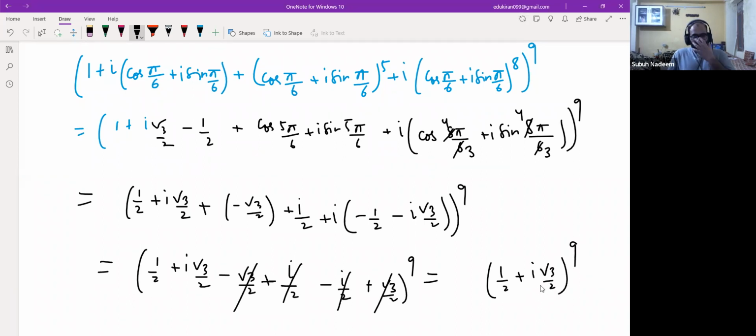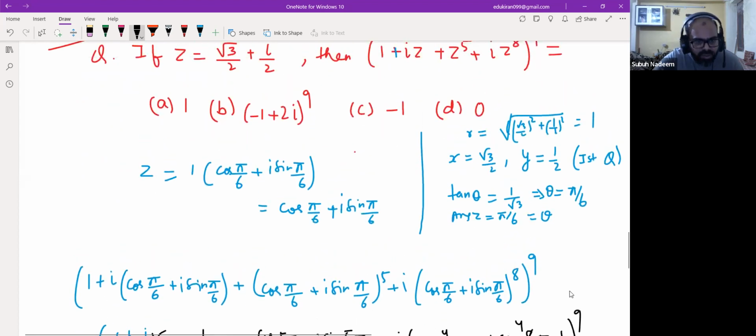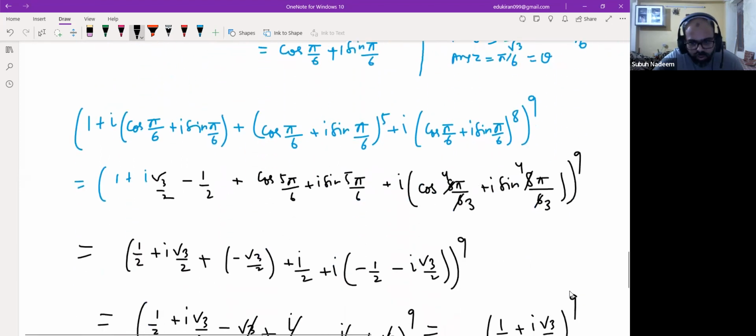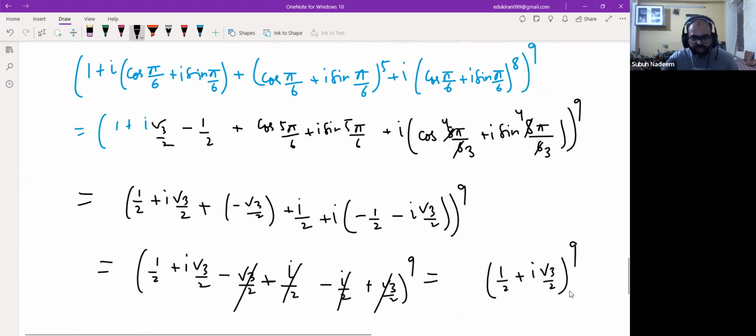Again, this to the power 9 you have to find out. So what you have to do, again change this into polar form. But we have done this earlier, I think. This is what it was given. No, this is not what it was given. So right till here, then we'll proceed further. Now 2-3 steps are left. You have to change this into polar form. Then apply De Moivre's theorem.